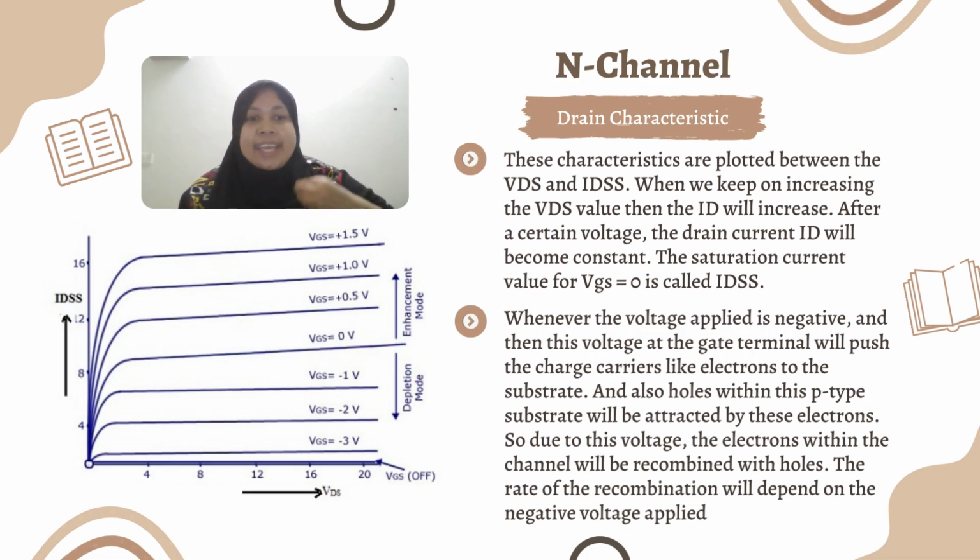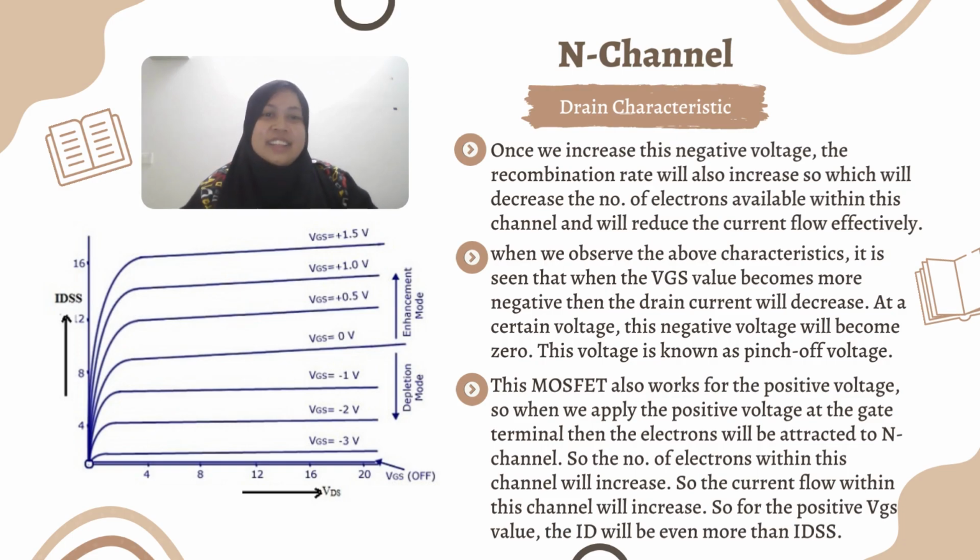Whenever the voltage applied is negative, this voltage at the gate terminal will push the charge carriers like electrons to the substrate. And holes within this P-type substrate will be attracted by these electrons. So due to this voltage, the electrons within the channel will recombine with holes. The rate of recombination will depend on the negative voltage applied. Once we increase this negative voltage, the recombination rate will also increase, which will decrease the number of electrons available within this channel and will reduce the current flow effectively.